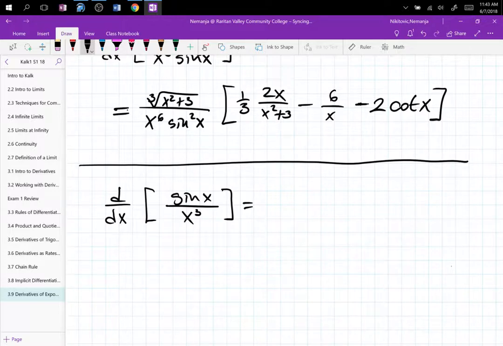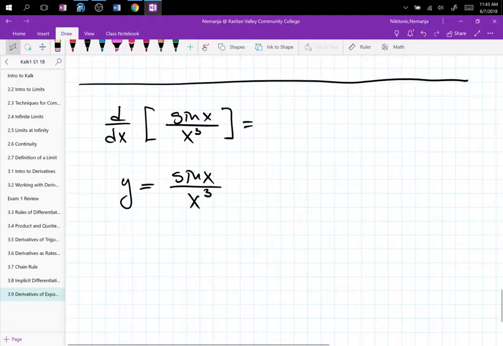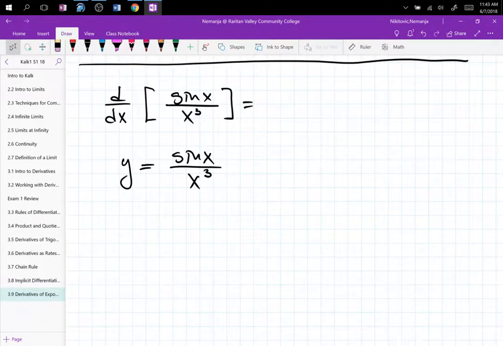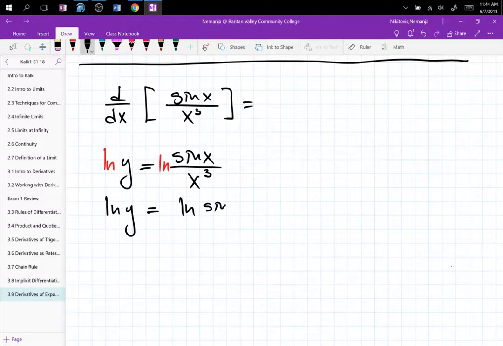So here's what you're going to do. You create y equals sine x over x cubed. Then you put in the ln on both sides. I mean ln, not the log I drew previously. And then you expand the right-hand side. Now division goes into subtraction of logs, and then the exponent 3 goes in front. So this is ln of sine x minus 3 ln x.